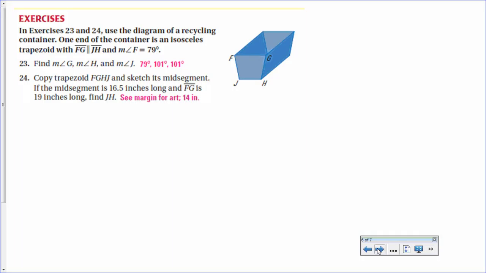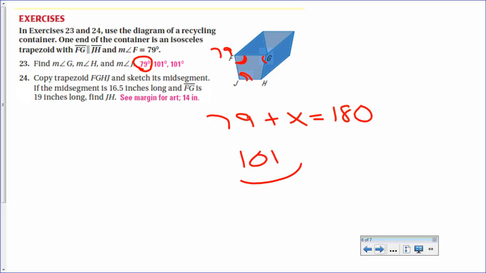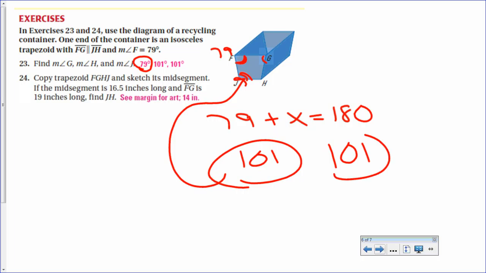Okay, so we want to find out, we know F is 79 degrees, and they're saying it's an isosceles trapezoid, so right away I know angle G is 79 degrees, and yeah, they got it right there. We know that this top angle and this bottom angle here, they're going to add up to 180, so you could set it up like this, 79 plus x equals 180, but I'm sure most of you will just take 180, subtract 79, and you get the same thing, you get 101. So this angle is right there. Now, because your base angles are the same, you also get 101 for angle H as well.